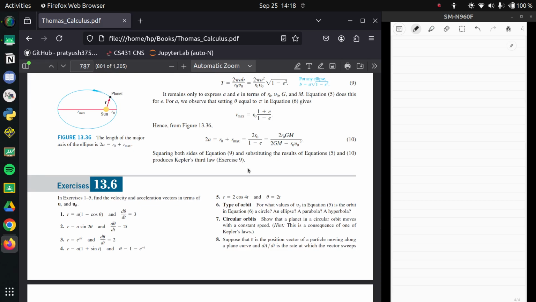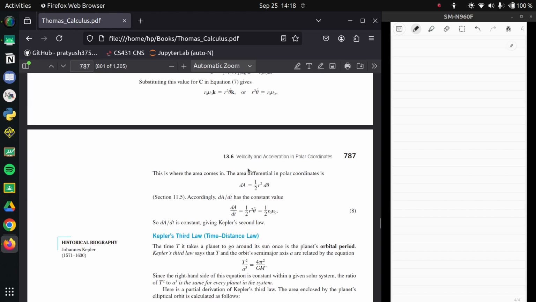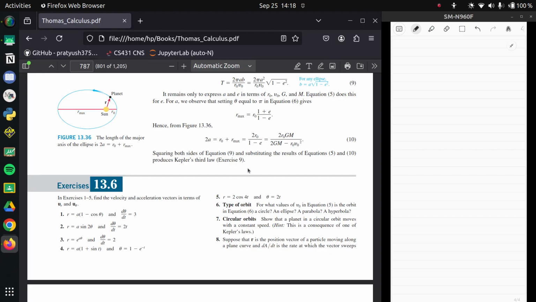Wait, this was 13 point. This is like orbits and stuff. I really have no idea what's going on.